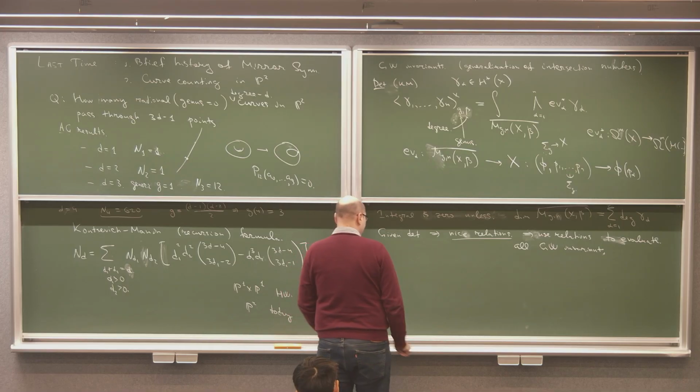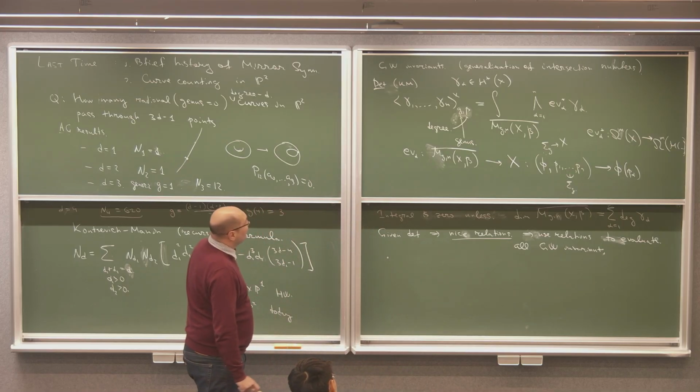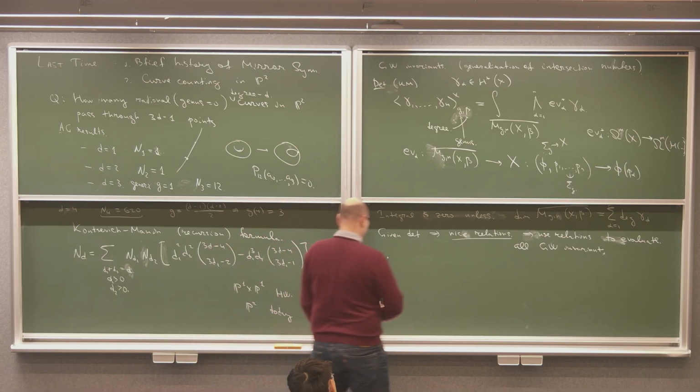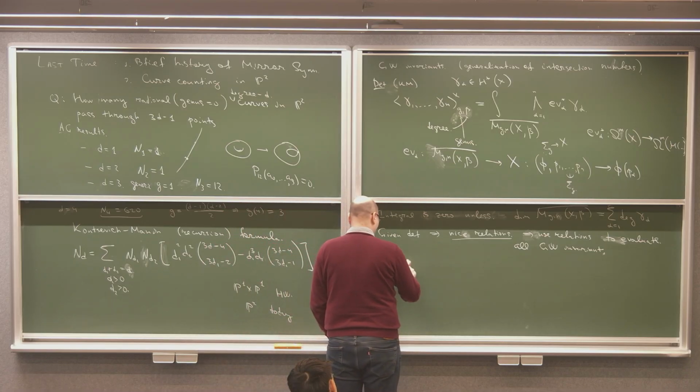Okay, so the relations are of the following type. So one relation is called the function relation.